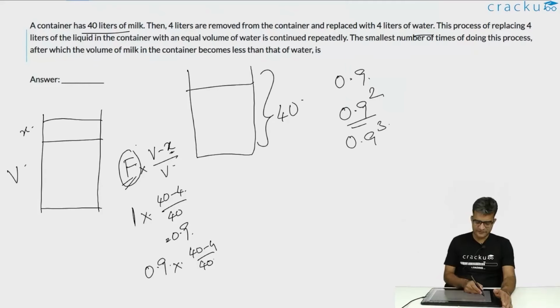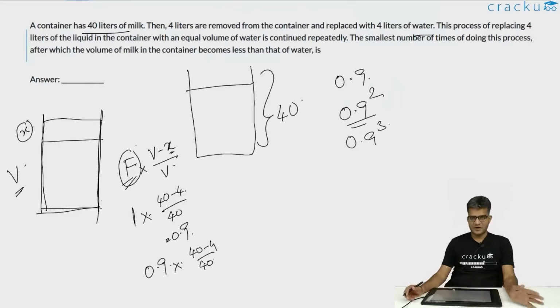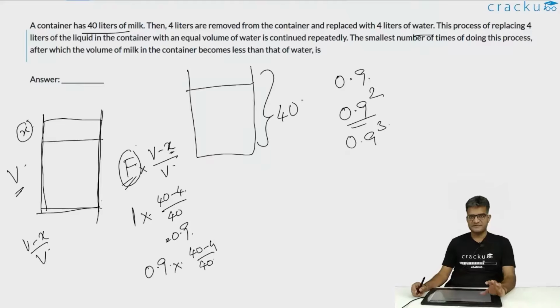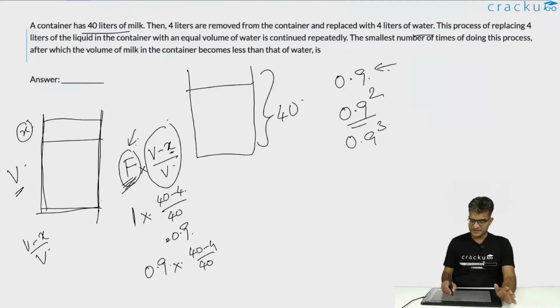Essentially remember that if you have a bucket of volume V, and X is being replaced every time, then the constant is (V minus X) divided by V. Initially if it is 100% pure milk, the initial fraction will be equal to 1. But if it is not equal to 1, if it is 60% or 70%, you have to put that initially. Over here initially it is all milk, so it is 1, and this fraction (V minus X) divided by V is 0.9. So after the first time it is 0.9, after the second time it is 0.9 whole square, after the third time it is 0.9 whole cube, and so on.